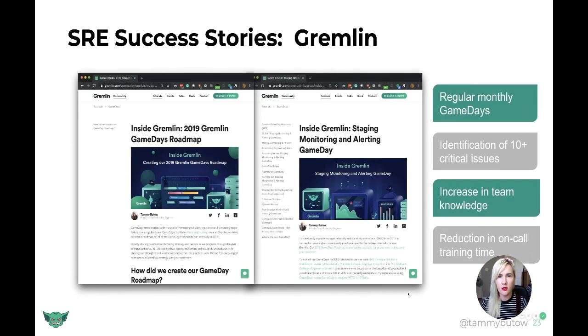We've also had a lot of success at Gremlin with doing SRE work. So here's our 2019 Gremlin Game Days roadmap, which we plotted out a full roadmap for all the game days we wanted to run in 2019. We then also wrote up blog posts to showcase the work that we've done. For example, here is one on the right, Inside Gremlin, Staging, Monitoring, and Alerting Game Day.